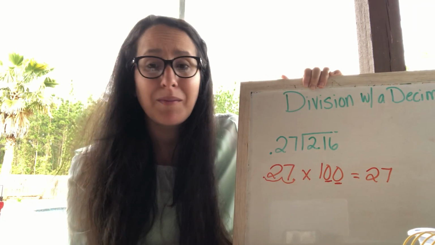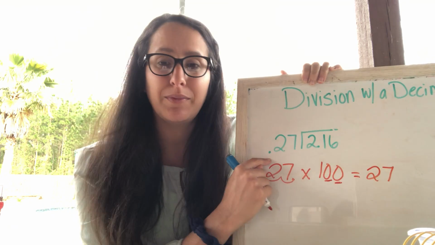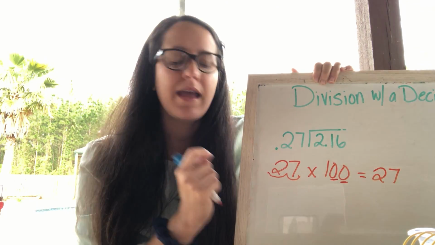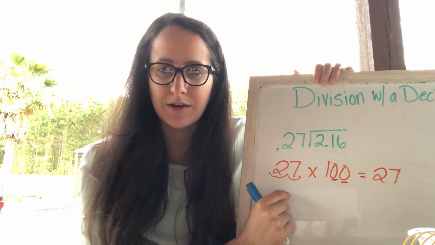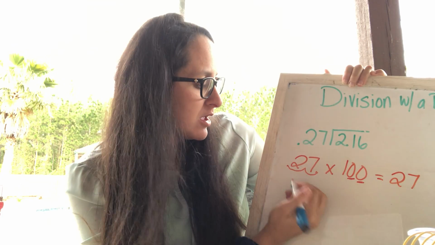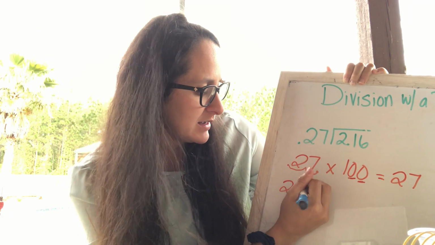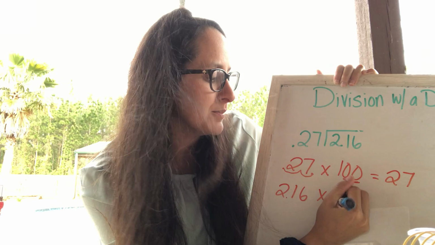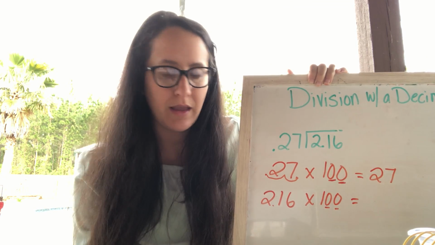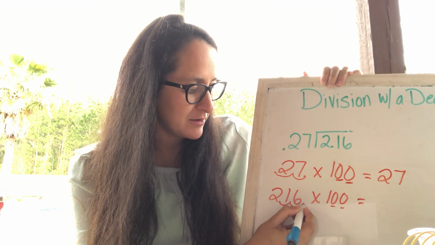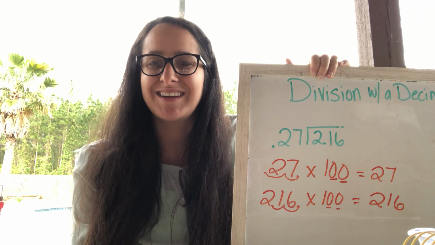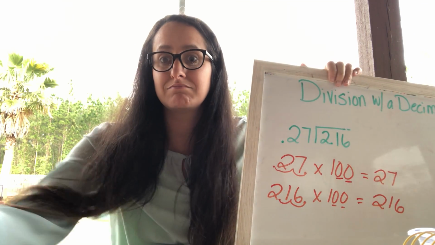Okay? Now remember, I said that we cannot just manipulate my divisor. I also have to do my dividend as well. And whatever I do to my divisor, I have to do the same exact thing to the dividend. So I have 2.16, and I'm also going to multiply that by 100. Okay, so we're going to move that decimal place over, and that's going to give me 216. Pretty cool, huh?